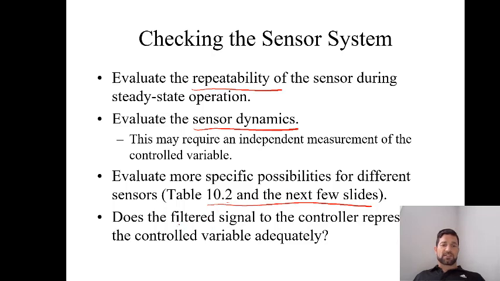Like we said initially, does the filtered signal to the controller represent the control variable adequately? Like we saw in a previous lecture, sensors are inherently noisy, and often the sensors will have a filter factor to filter out the signal, and this can affect the performance of the feedback control loop. Again, if someone changes the filtering, ideally they would have let you know, but maybe that's not always the case. So having a known measure of the filtering is important when going into this process.